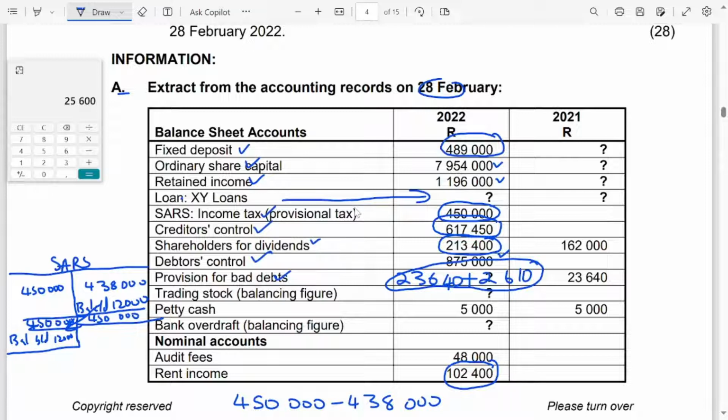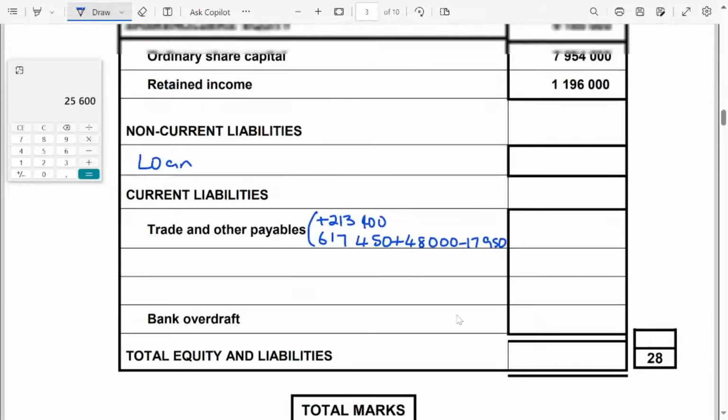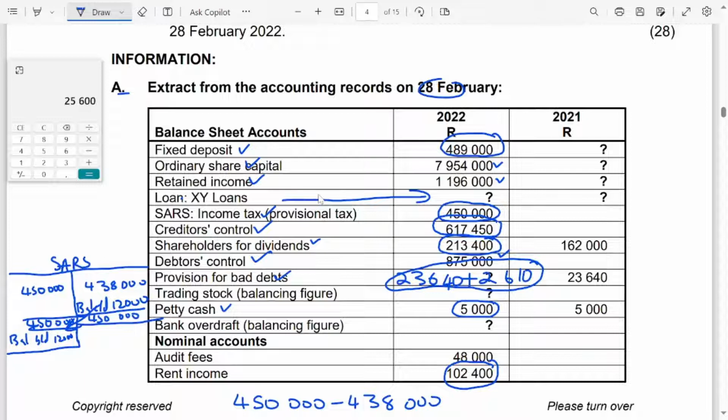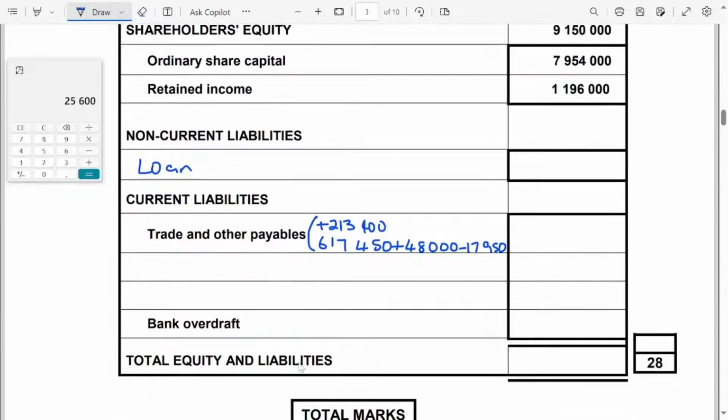They said trading stock is a balancing figure. Then now we have the petty cash. The petty cash falls under cash and cash equivalents. So let's go and record it, 5,000. So we're going to say plus 5,000. And then they said the bank overdraft is a balancing figure. Remember, the bank overdraft falls under the current liabilities. So it's a balancing figure.